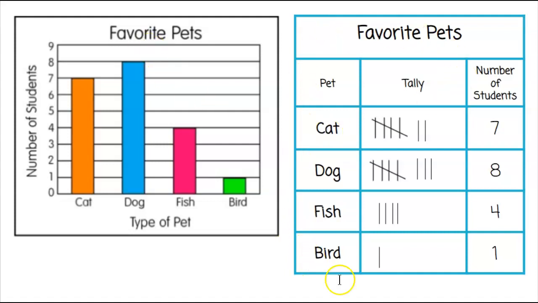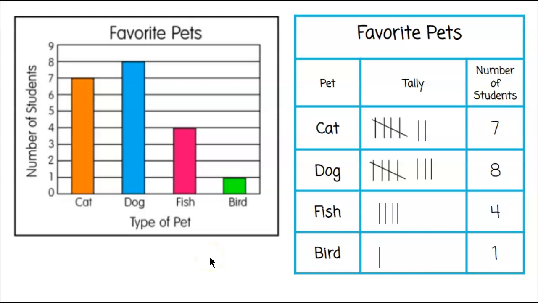So when we look at my frequency table here, remember what we said about our tally marks? If I have 1, 2, 3, 4 tally marks with a diagonal line through it, that stands for 5. It makes it easier to count. I can say 5, 6, 7, 8. I don't have a 5 here, so I'm going to start counting at 1, 2, 3, 4. And I've got 1 vote for bird down here.